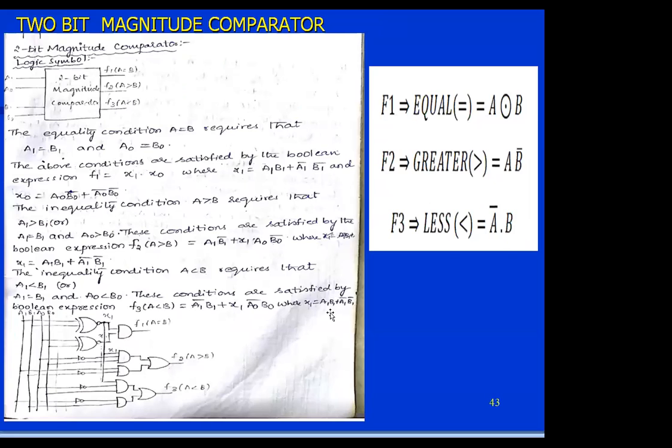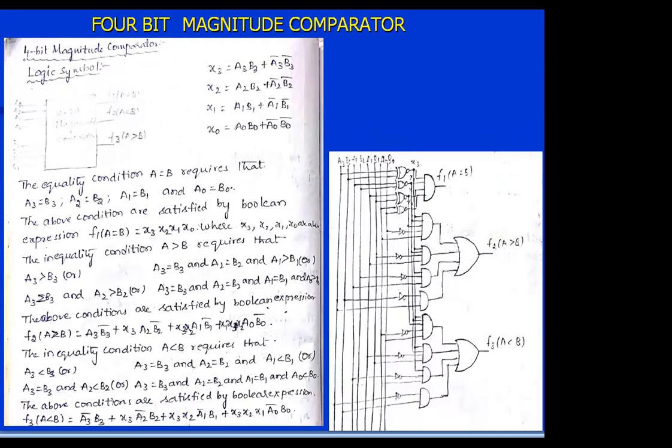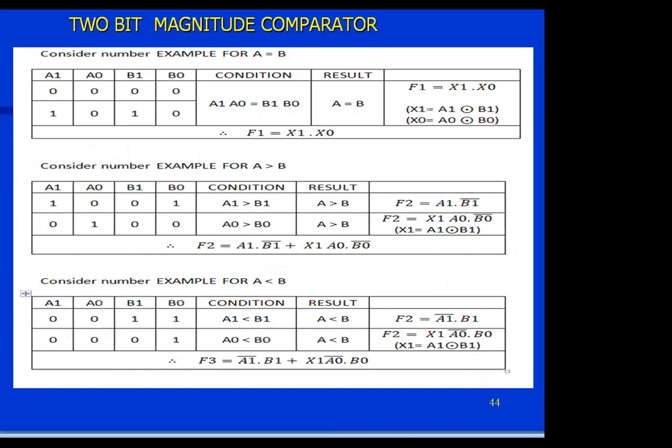All of you have to write this assignment. Design 4-bit magnitude comparator. All of you note it now. Design 4-bit magnitude comparator, and you have to write the output expressions. Submit it by tomorrow evening. You have to write in the same fashion.